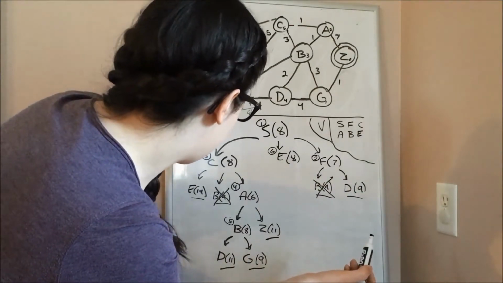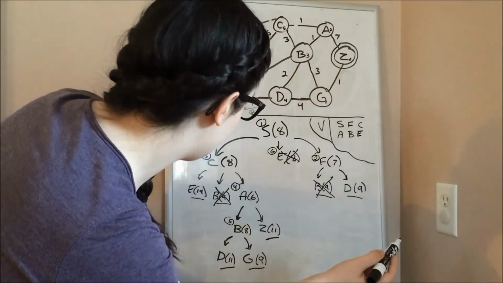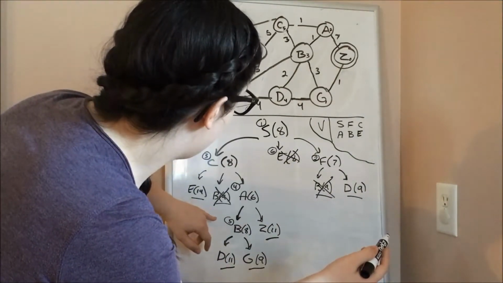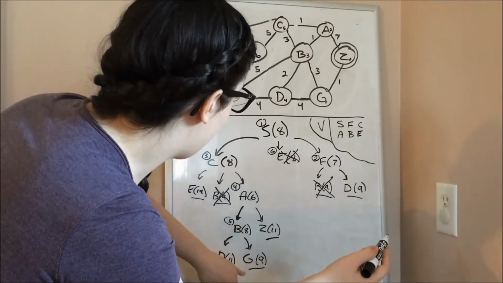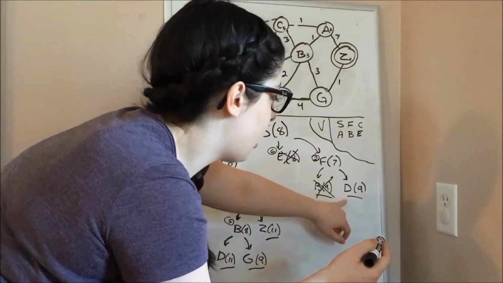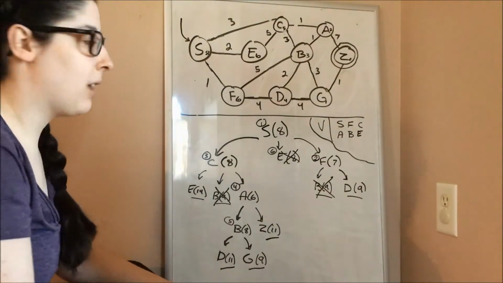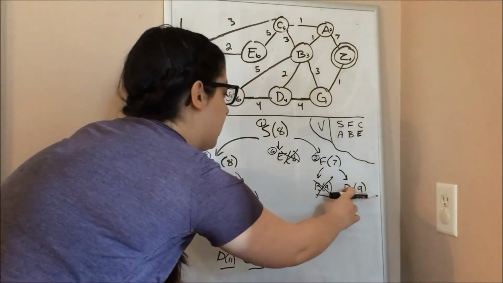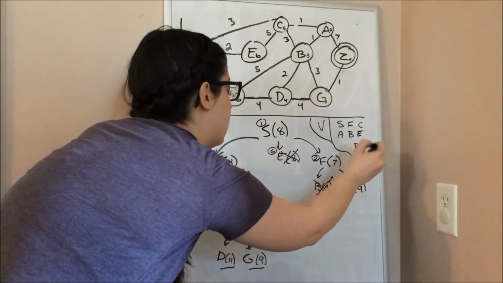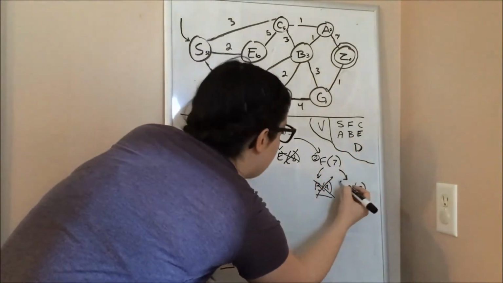So what are we left with? In fact, I'll cross that guy out just so that we don't get distracted. So now what's left? We have G with a value of 9, and we have D with a value of 9. So D comes first alphabetically, so we're gonna cross that one out next. We're gonna expand D, add it in over here, and then it's, I think, the 7th one to be expanded.